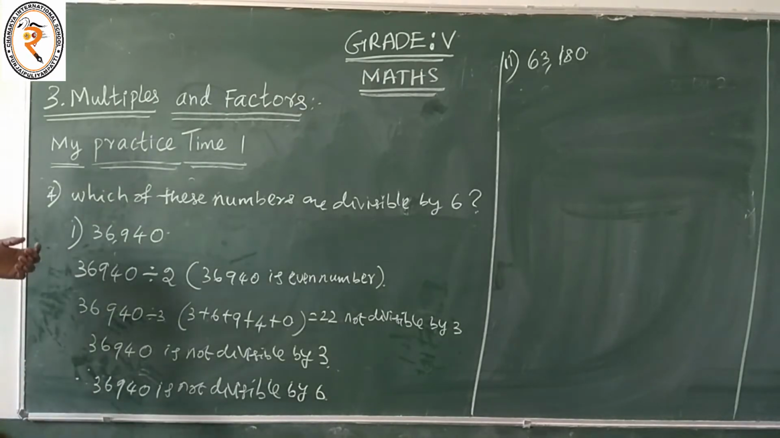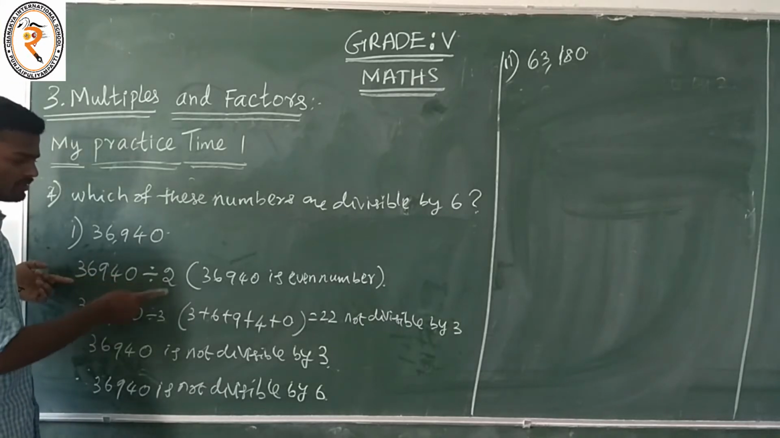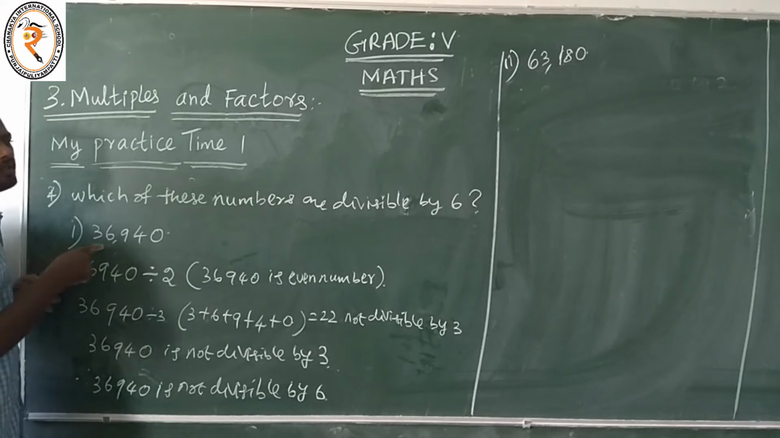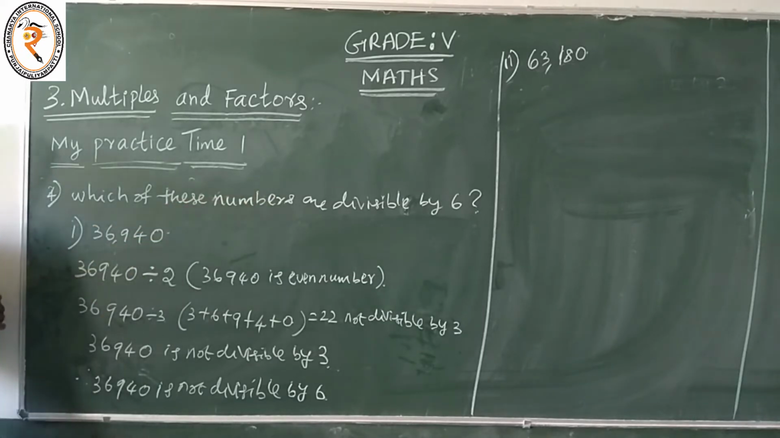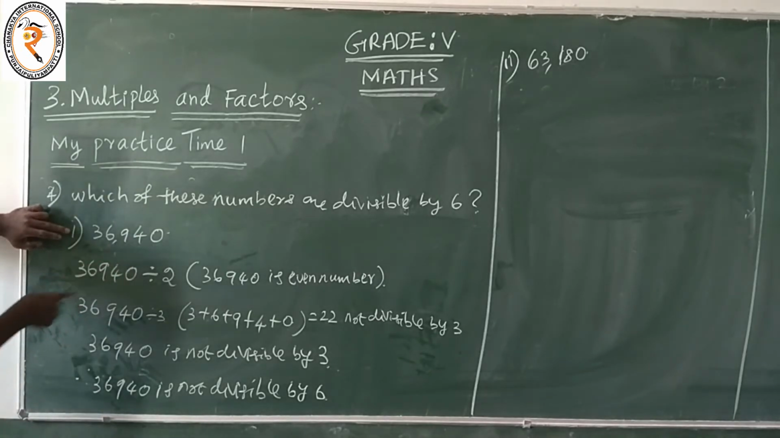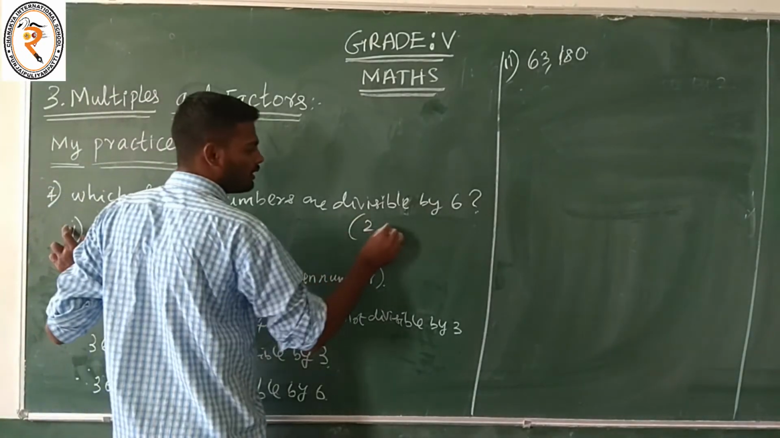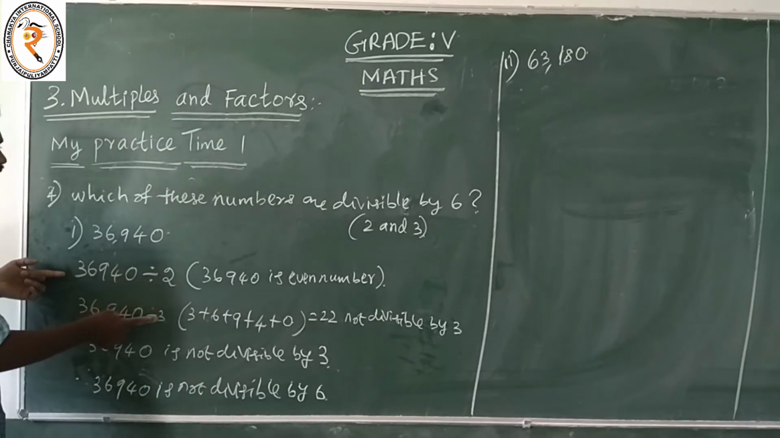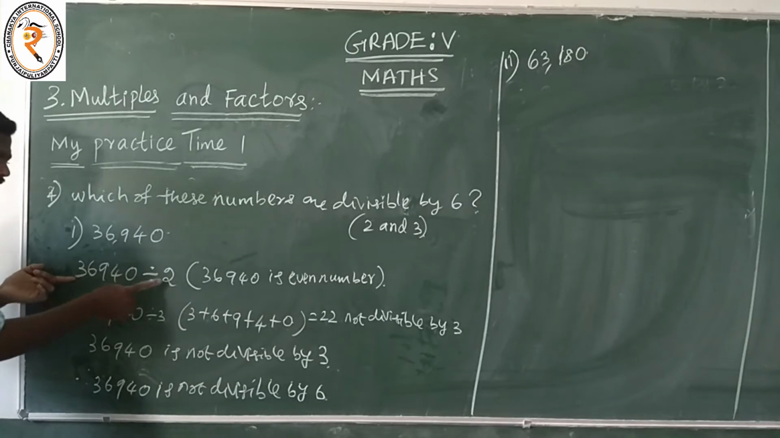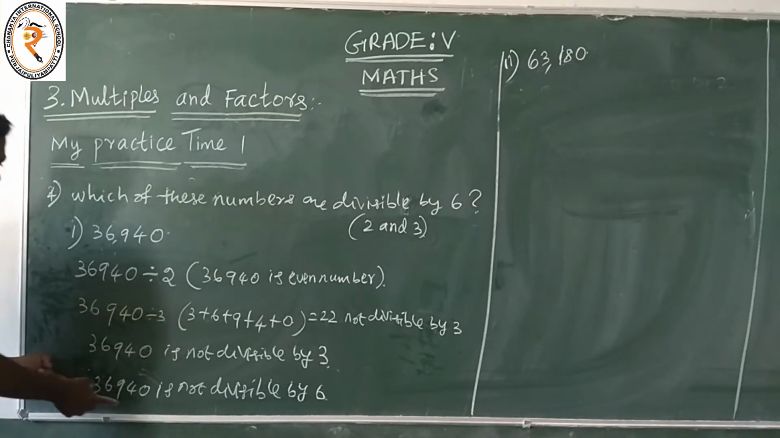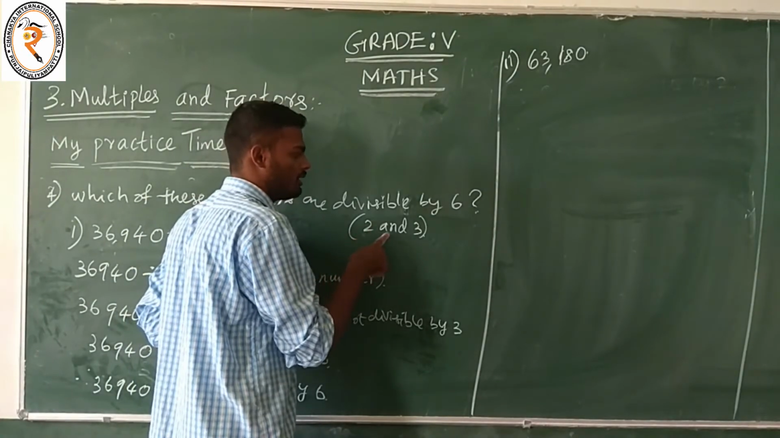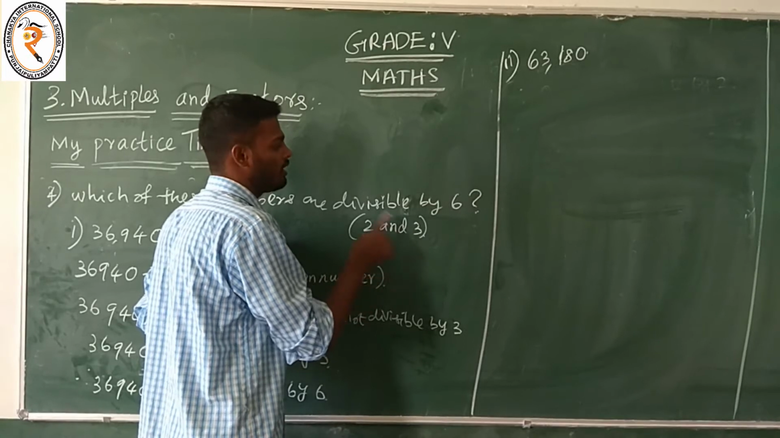The rule of divisibility by 6 is that a number must be divisible by both 2 and 3. So for the first number, 36,940, the rule is divisibility by the 2 table and the 3 table. If a number is divisible by both 2 and 3, it is also divisible by 6. If a number is divisible by 2 but cannot be divided by 3, then it is not divisible by 6.